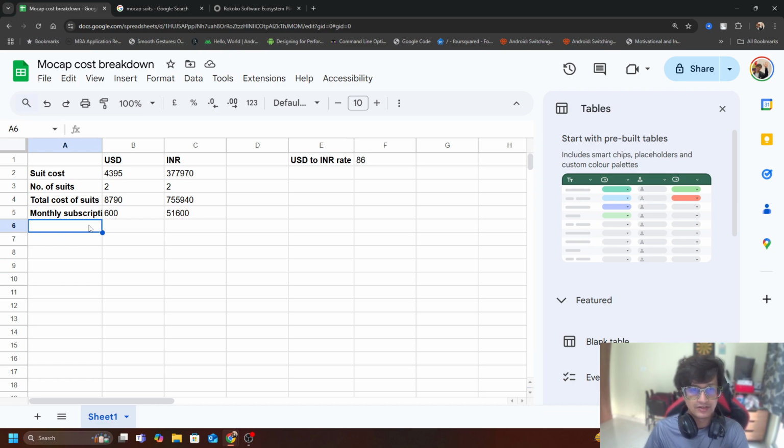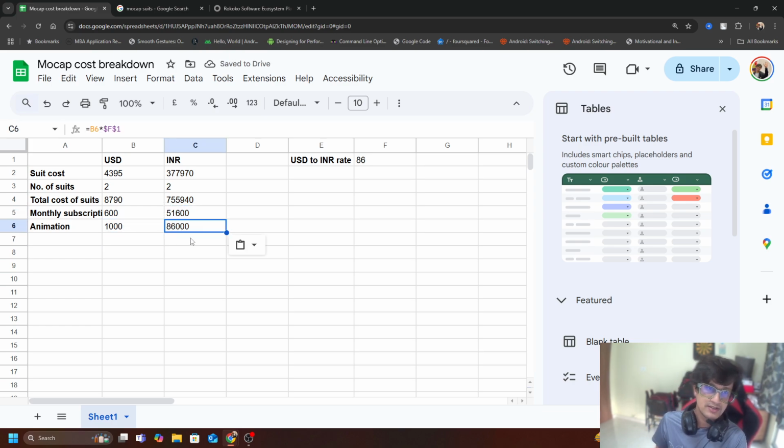Because you need someone who will actually do all of that motion capture and then capture all those frames, right? So, as per India, if you were to hire an experienced senior animator, you might pay them, and this is an assumption, about $1,000, right? So we will say that our animator is going to cost us 86,000 rupees a month. Okay, this is the monthly salary.